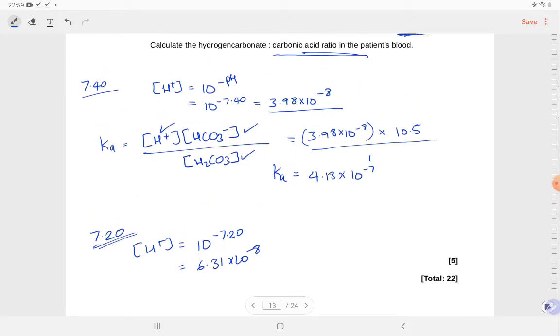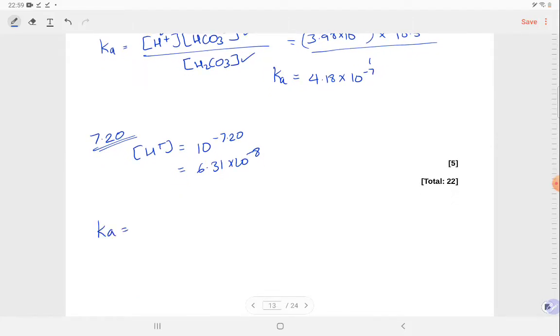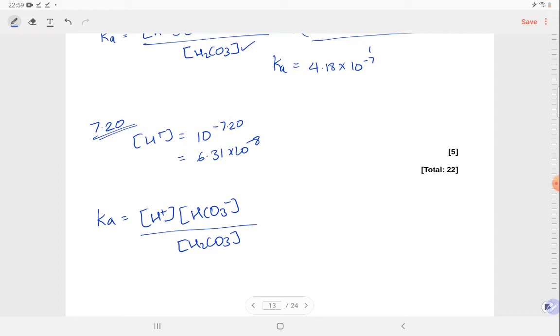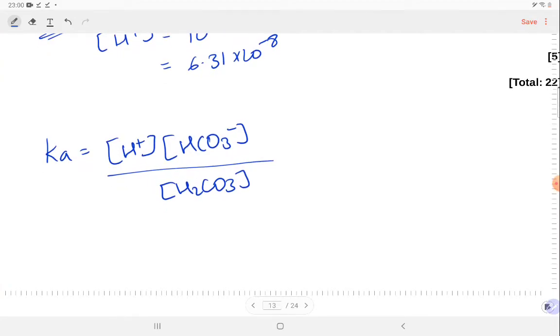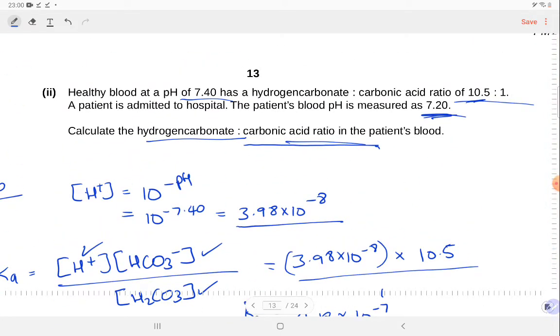Okay, so let's go back to the Ka expression. What they're asking you, actually, let me just write it separately here. So Ka is equal to H plus HCO3 minus over H2CO3. Now, they're asking you the hydrogen carbonate to carbonic acid ratio. So, think about it logically. You've got this formula. What can you do? You've got the Ka, you've got the H plus, okay? Because remember, the patient's blood is now measured at 7.20. So forget about the 7.40.